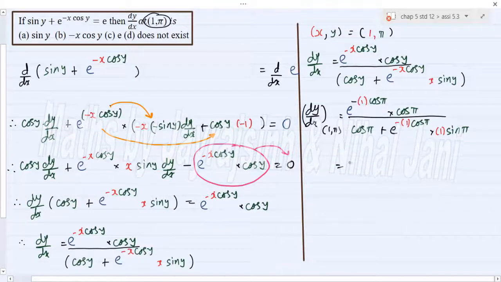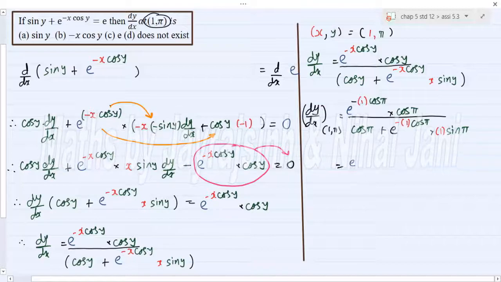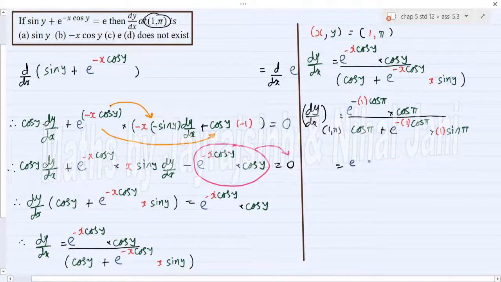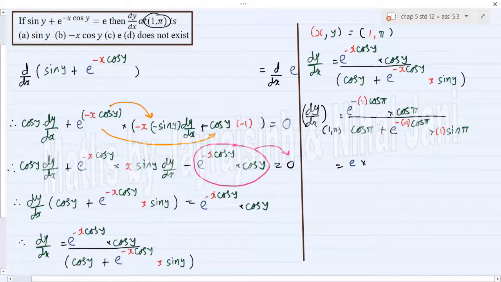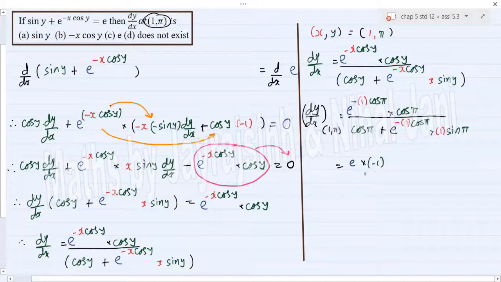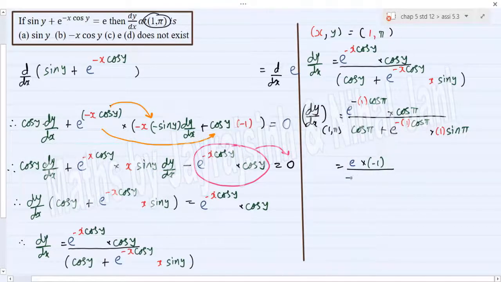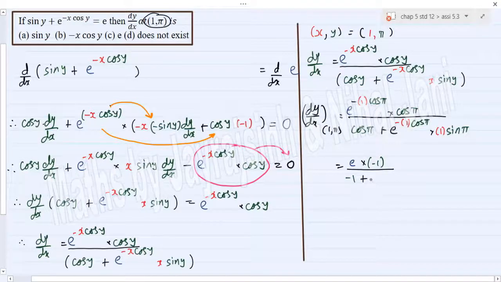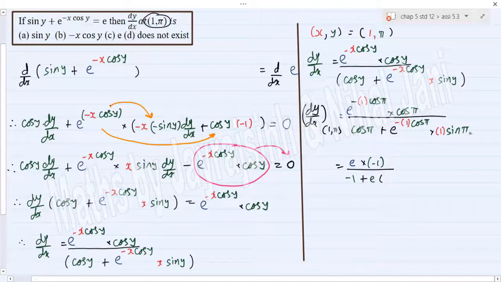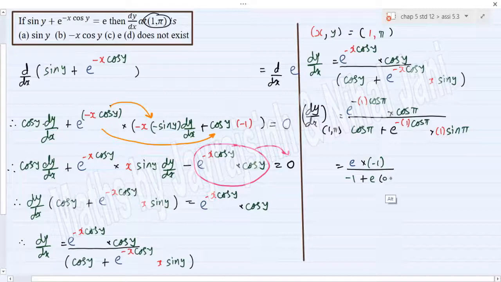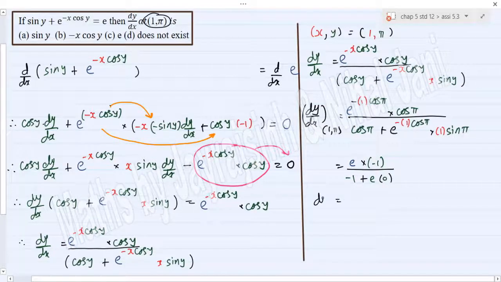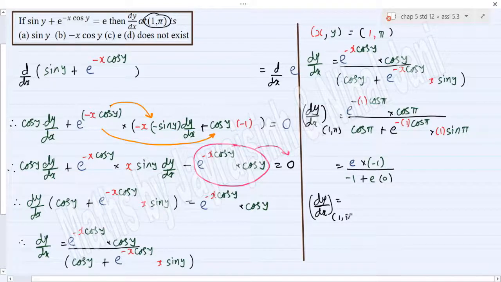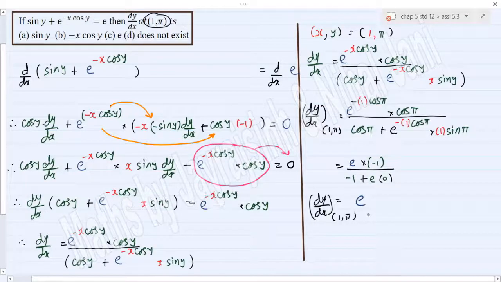So let's simplify. Here we'll get e raised to minus 1, cos pi is minus 1, so we'll get e into your cos pi is again minus 1, upon minus 1 plus e raised to 1 into sin pi, which is 0. So finally we will get your dy by dx at the point (1, pi) is equal to e. Tada! Option C is your final answer.